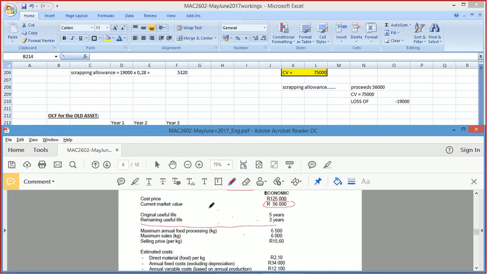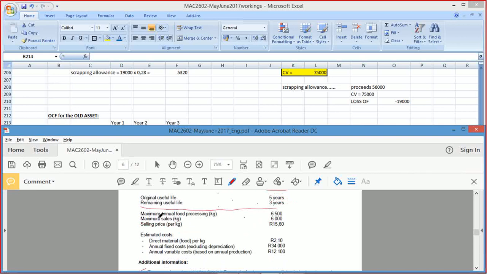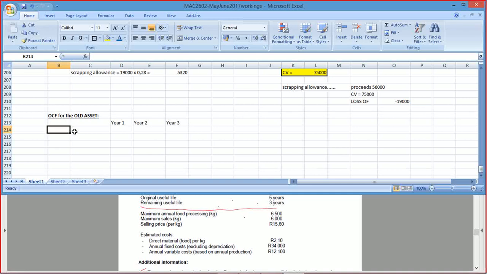I need to project what the sales are. So cost price I don't need, market value I don't need. Maximum annual food processing I need. Maximum sales though is 6,000. So revenue. Let's do it this way rather. Max sales 6,000 kilos. Then the selling price. That'll be 6,000 for every year. They said that wouldn't change.